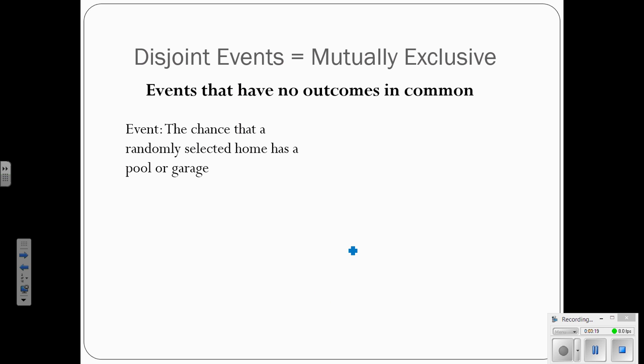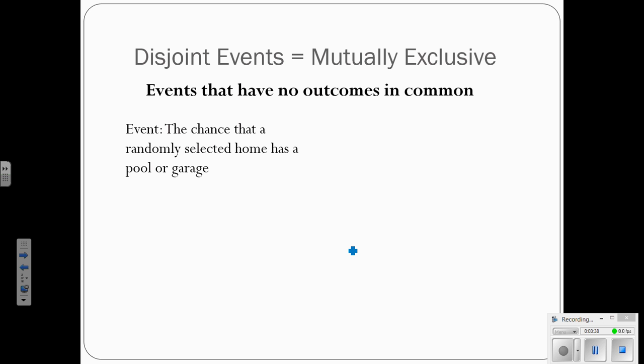In order to start setting some of these things up properly, though, we want to make sure we have a feel for what is a disjoint or mutually exclusive event. Interchangeable words, and basically it's just something that has no outcome in common. One of the ways to look at that, we can look at an example that's not mutually exclusive.